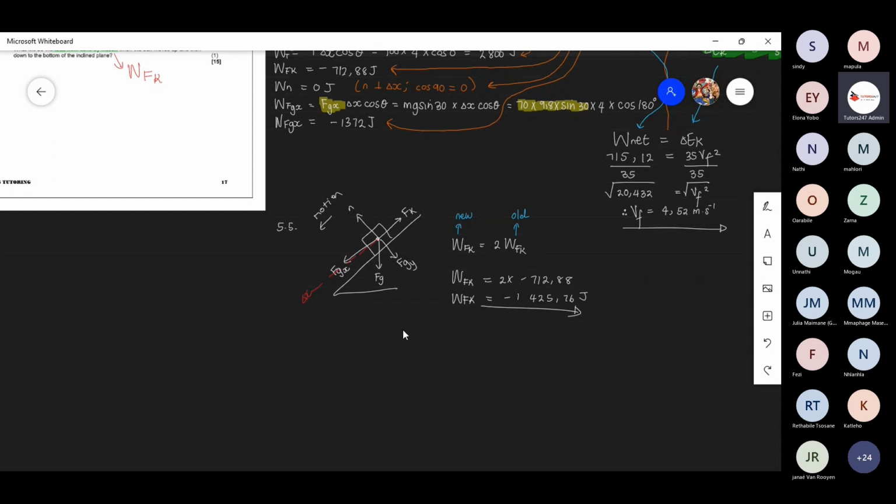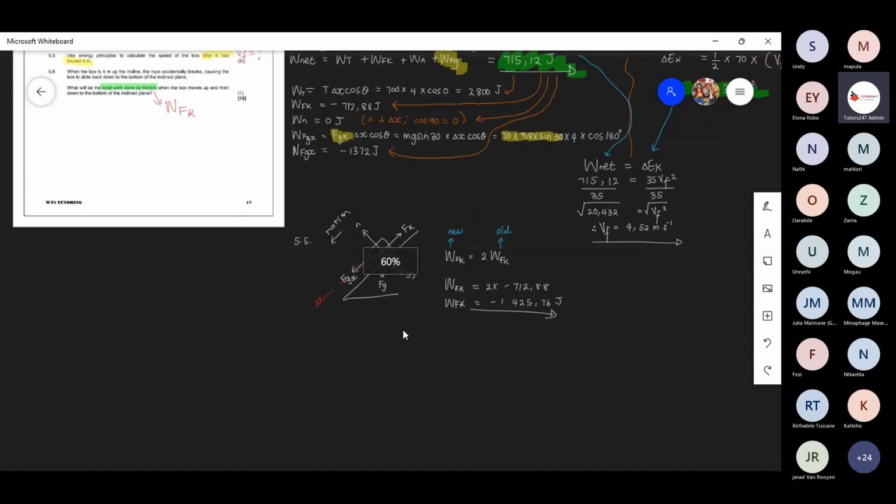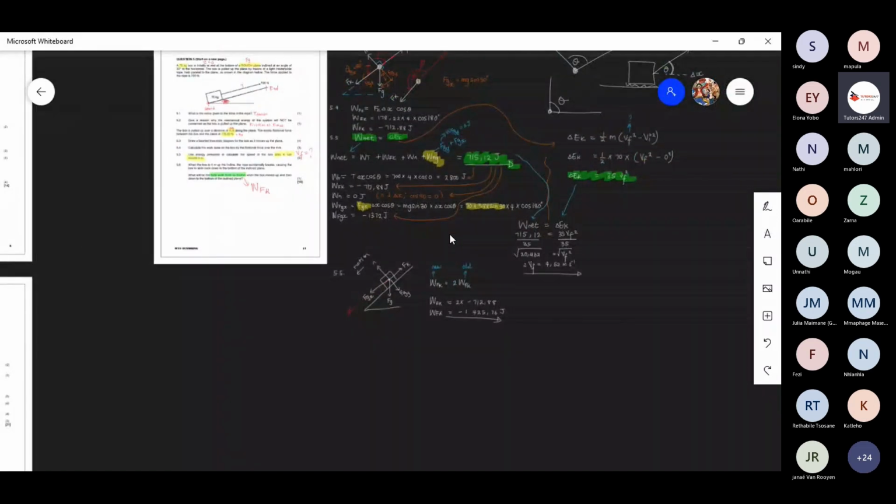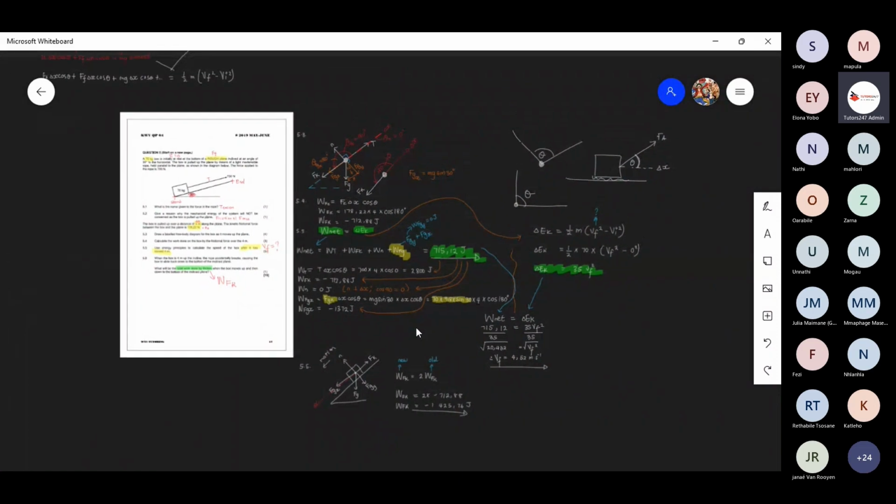Okay. So let us zoom out quickly, take a few seconds to see if anyone has any questions before we proceed. So let me quickly check the chats. Okay, someone is asking how I got 715.12 as work? Oh no, I attended to that already.